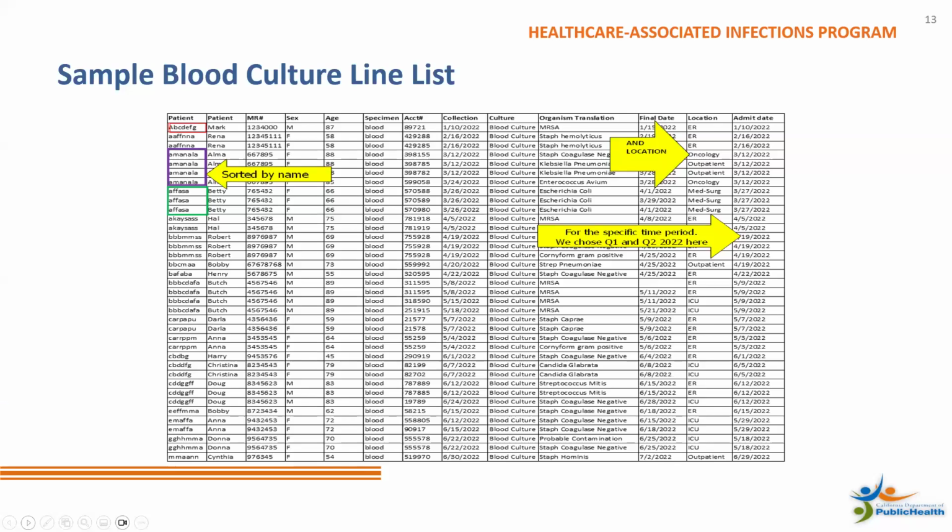So here would be a sample of your blood culture line list. And as you can see, it's sorted by name. It's actually helpful also if you sort it by location, because then you'll have the positive blood cultures for each patient and the location that they were in. And then you can obviously get the line list for whichever quarter you're doing your validation for. Next slide, please.